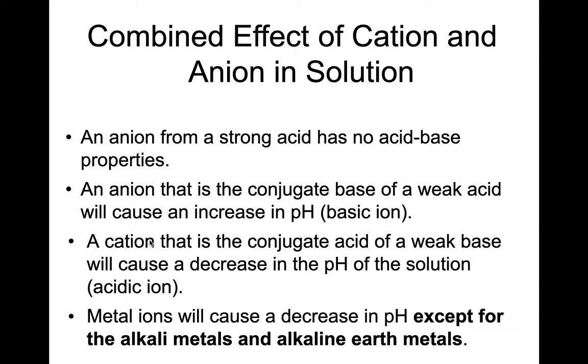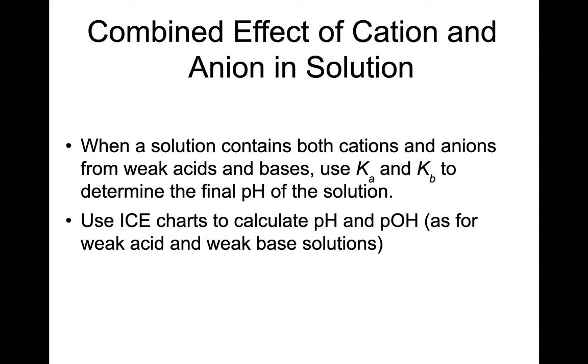A cation that is the conjugate acid of a weak base will be acidic. It will cause a decrease in the pH. And finally, metal ions will typically cause a decrease in pH, with the exception of the alkali metals and the alkaline earth metals. When a solution contains both cations and anions from weak acids and bases, we will need the dissociation constants to determine which is having a greater effect on the pH. Whichever is dissociating more is going to be more present, and so it's going to be able to have a greater effect on the pH.